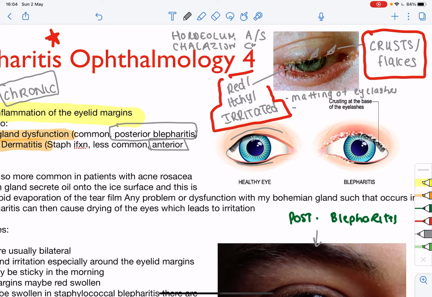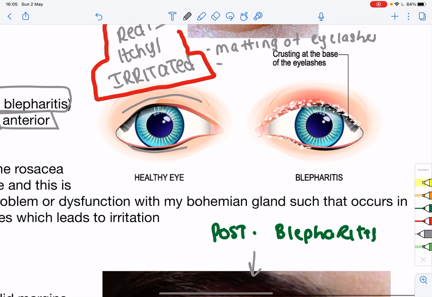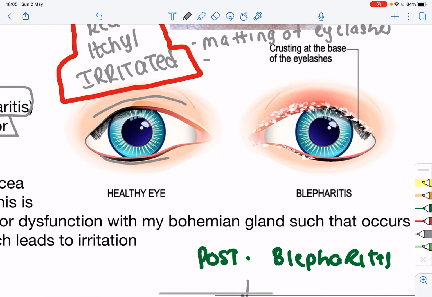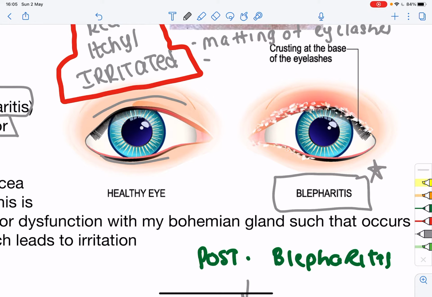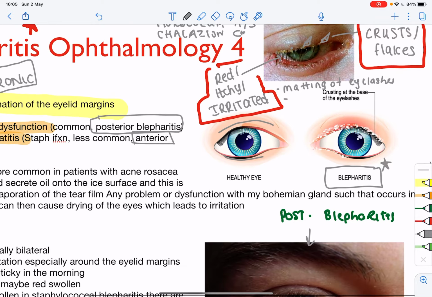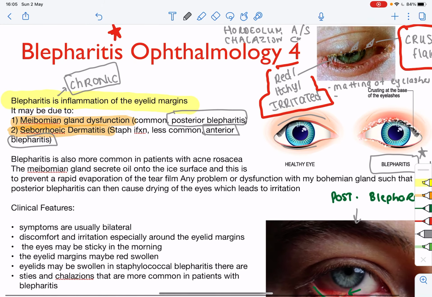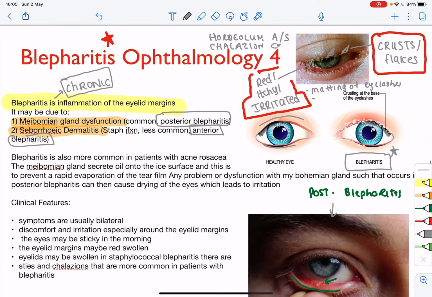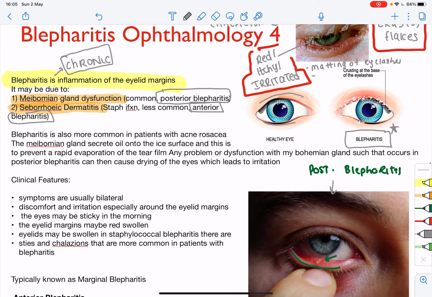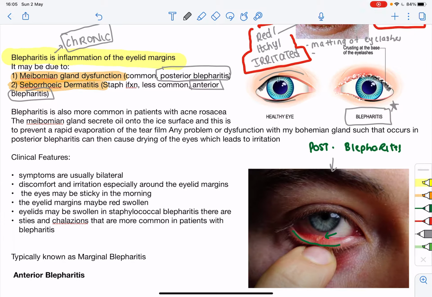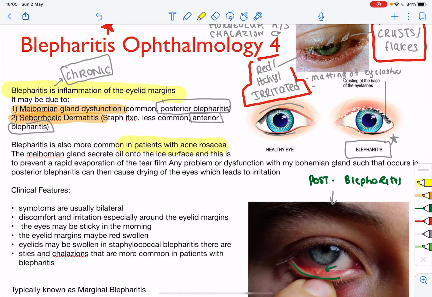But now you also have this dryness and flaky stuff. You have crusts and flakes around the eyes. Here, if you look in this image, there's crusting at the base of the eyelashes, and that is highly characteristic and pathognomonic for blepharitis, okay? Here you would see the crusting and flakes. So always remember, blepharitis is badly crusty or badly flaky or badly dry. Now, blepharitis is also more common in patients with acne rosacea.